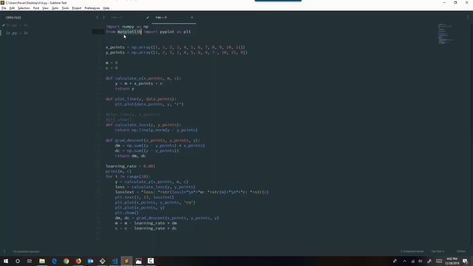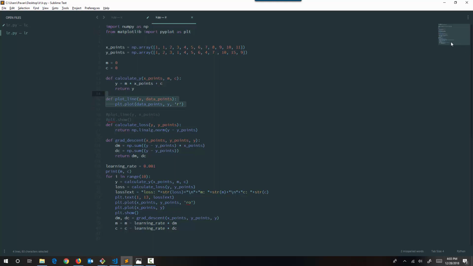And matplotlib is the plotting library through which you will draw the figures and outputs that you are looking at right now. So we import them both, and then initialize x and y points, and then we calculate y for given m and c. This is an array of values, or you can consider that a vector, and then you plot the line using the plot function that we imported.